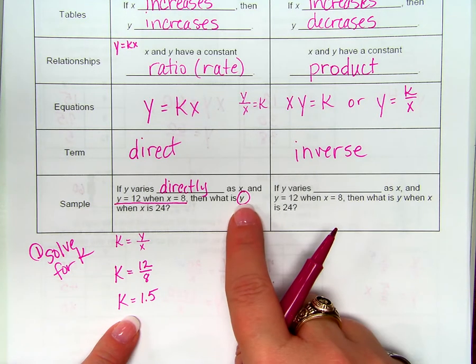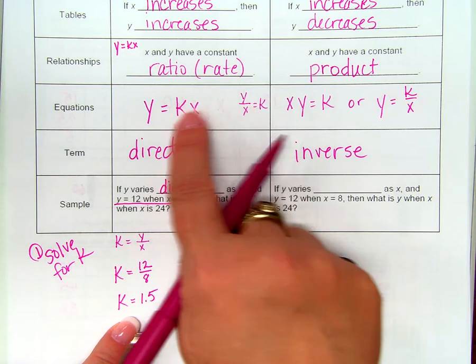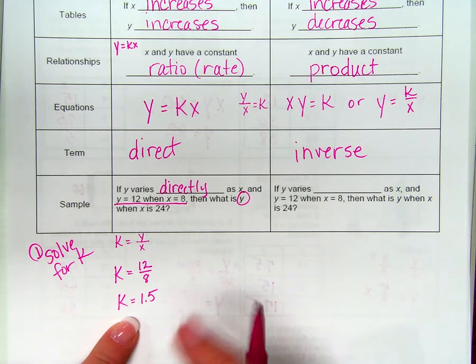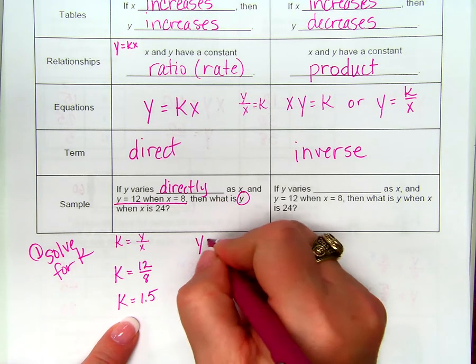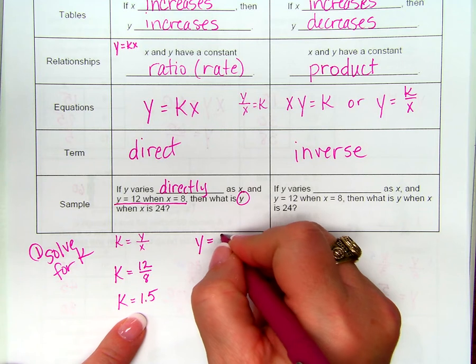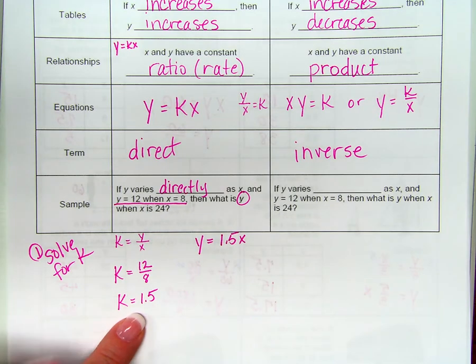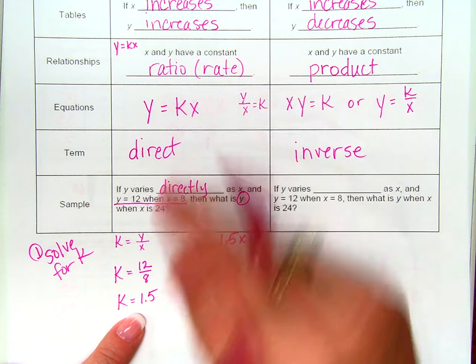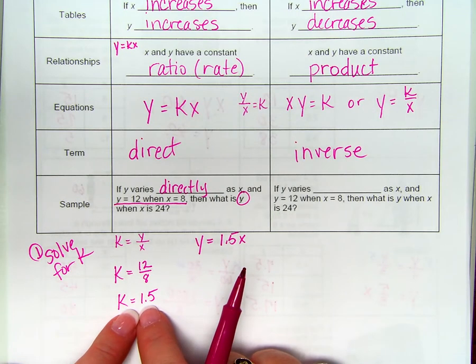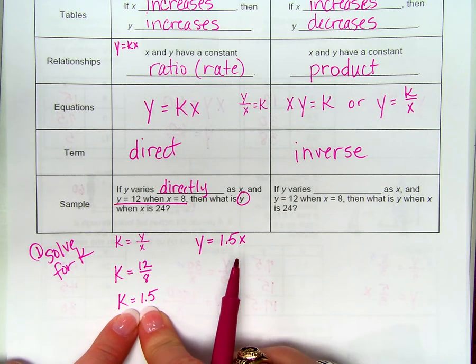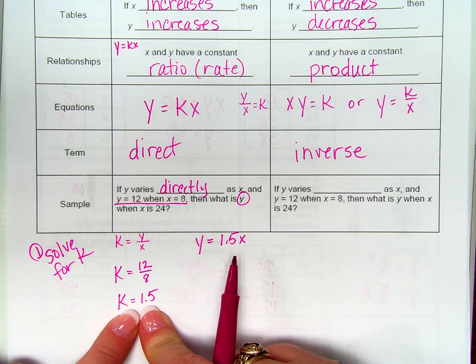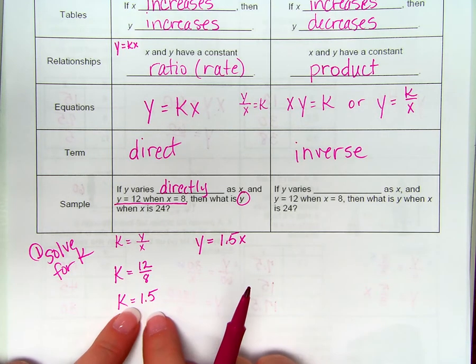Now it's asking us to solve for y. Which one of these two equations would be better to solve for y? The one that's y equals, right? So this time, though, I'm going to write y equals 1.5x, because I already know what k is, right? Based on the information that they already gave us. Is k 1.5 for every problem that we do? No, it's not. That's what we have to figure out first, is k.